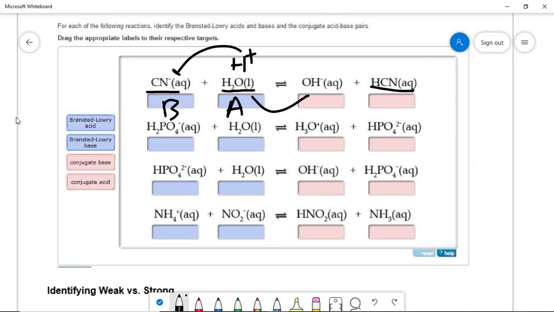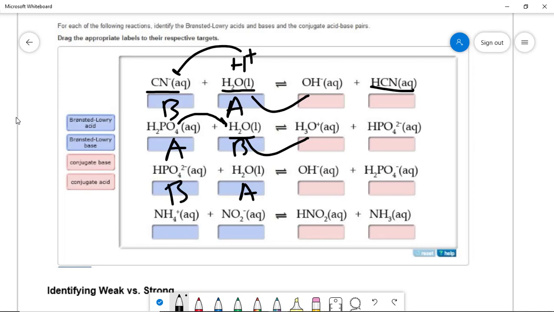Same thing, I'm going to take a look at some of these other ones. H2O here becomes H3O plus. So hydrogen went from H2PO4 to H2O. So this is your acid and this is your base. Again, take a look here. What donated a hydrogen? Well, this did, because it donated its hydrogen to HPO4 2 minus to create H2PO4 minus. So this is a base.